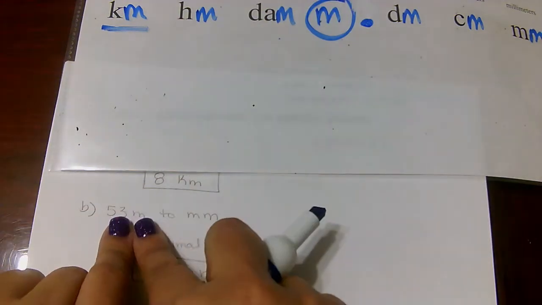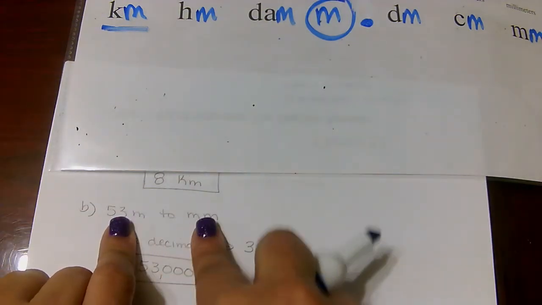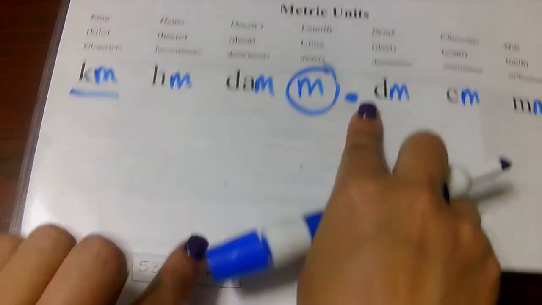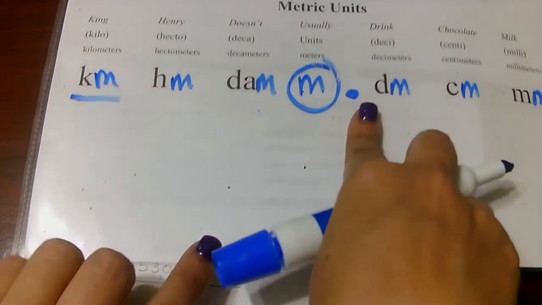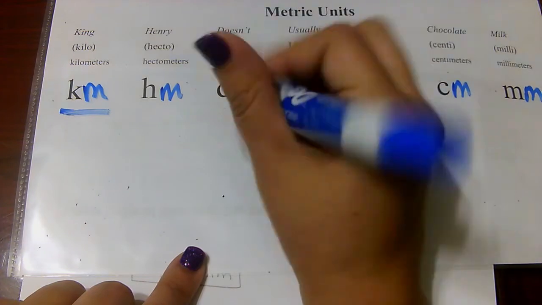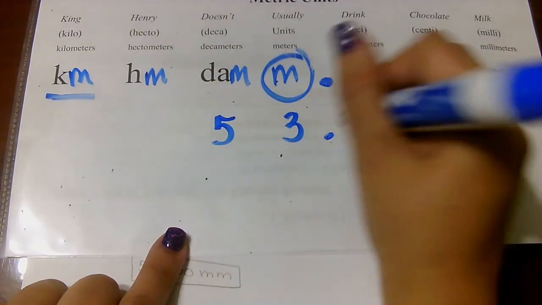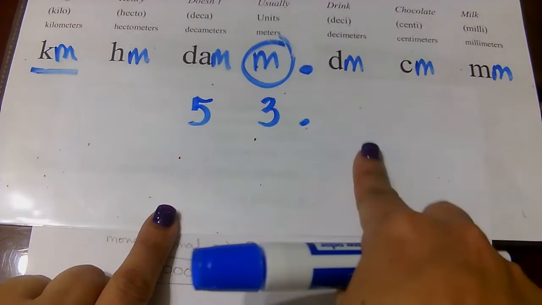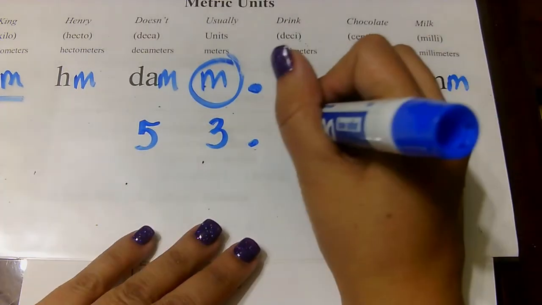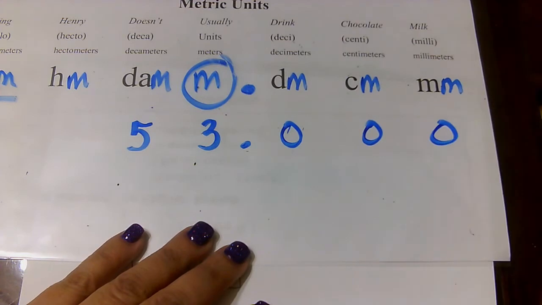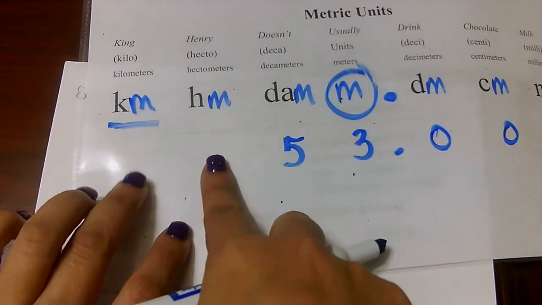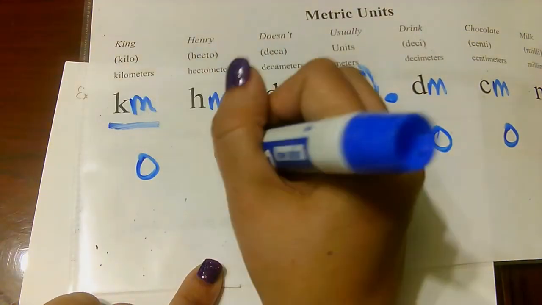Now what we have is 53 meters to millimeters. So here's my decimal, decimal's after the 3. So I'm going to put a 3 here and I'm going to put a 5 there. Okay, so there are my numbers. Everywhere else you see, you can go ahead and put zeros. And you can even put zeros up here too.